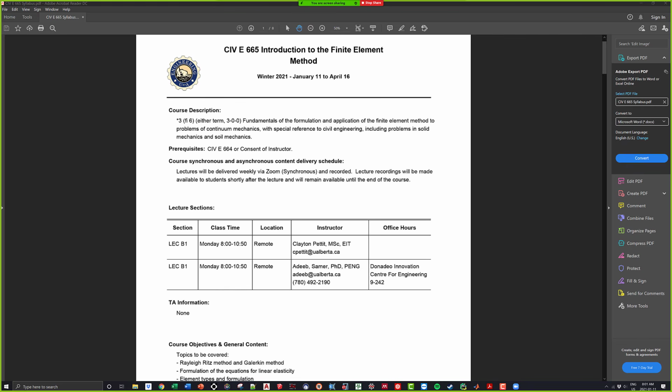All right, so this is CIVI 665, Introduction to the Finite Element Method. As you know, I believe this is a prerequisite for civil students, but of course we have more than just civil students with us today. I know that we have a couple of mechanical engineers as well as a couple of chemical engineers, so it's really exciting, quite a broad background of students.